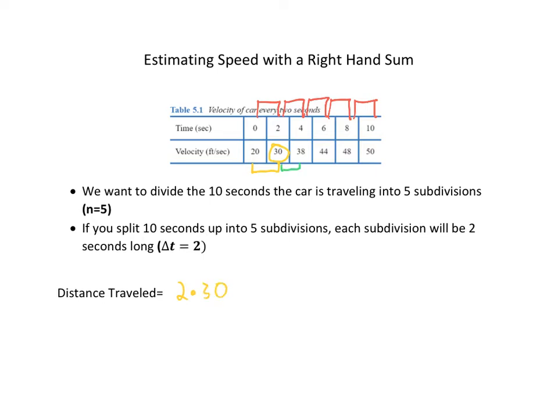From 2 to 4 seconds, the right-hand number would be 38. So plus 2 times 38. From 4 to 6 seconds, I'm going to guess the car is doing 44. So 2 seconds at 44 feet per second.